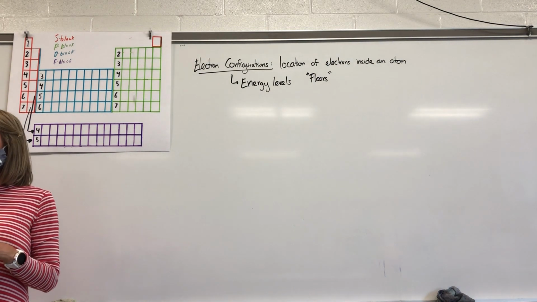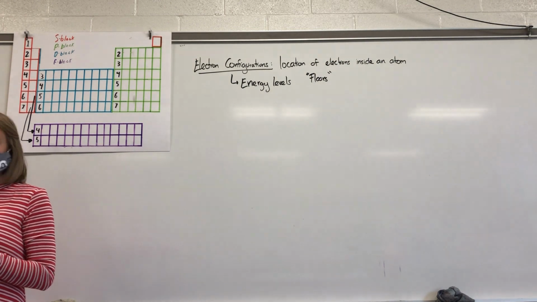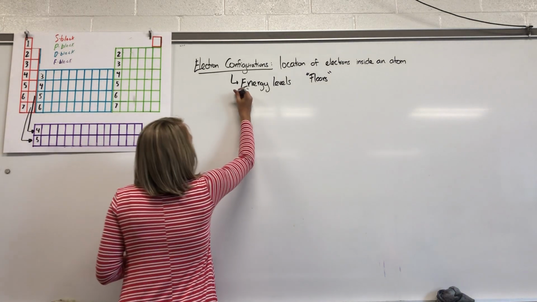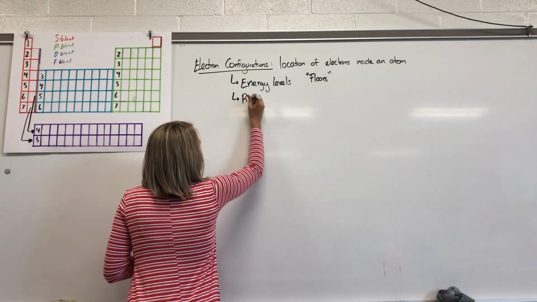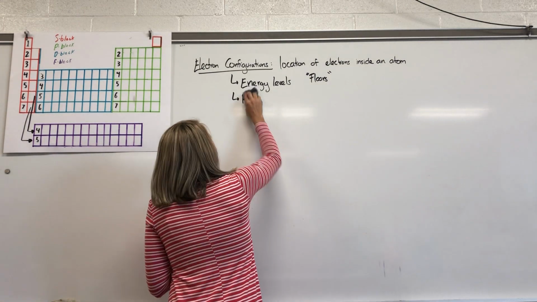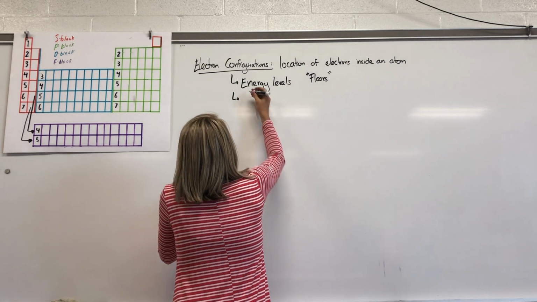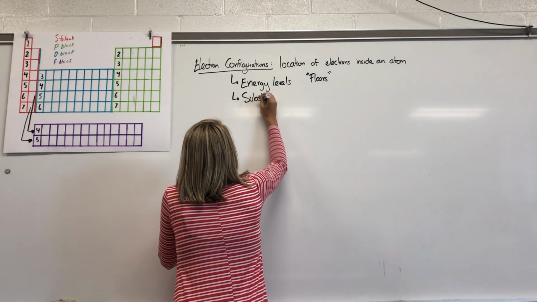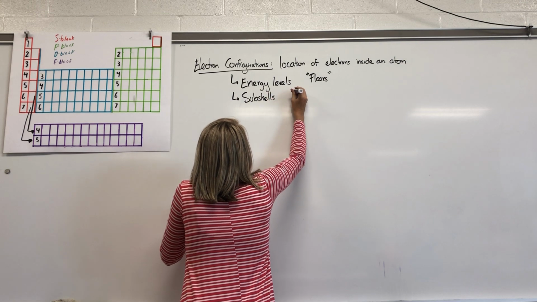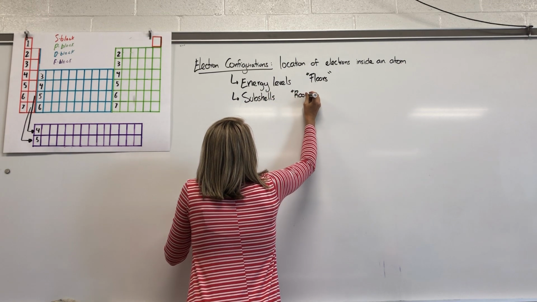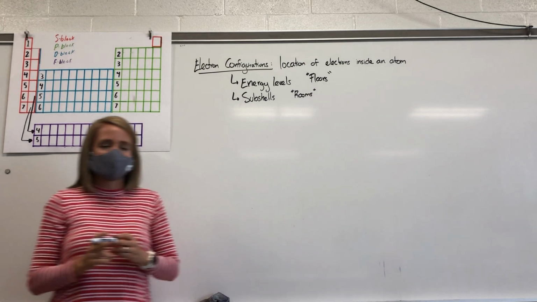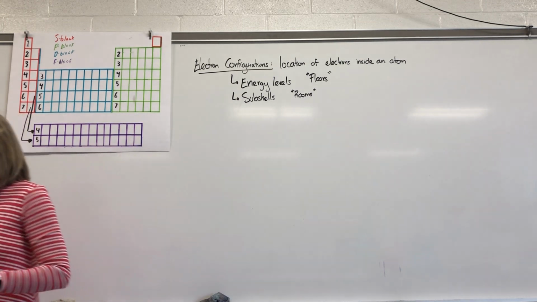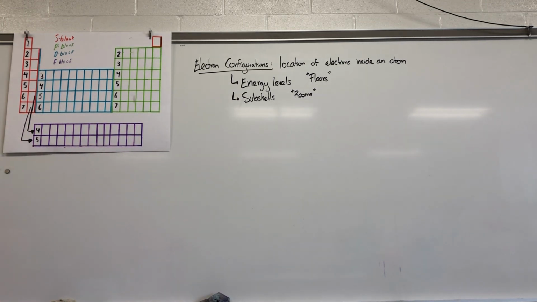Then, on each floor of a hotel, you have different rooms. Inside the atom, these rooms are called subshells. So when a little electron comes to check into the hotel, they'll tell them, okay, go to this floor and go to this room, just like you would in a normal hotel.